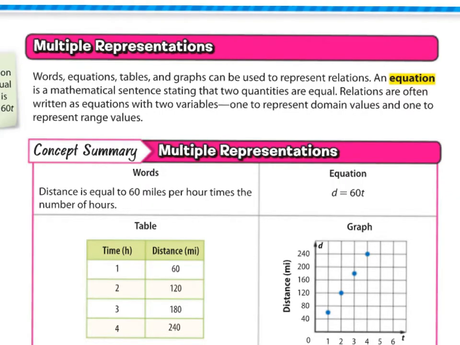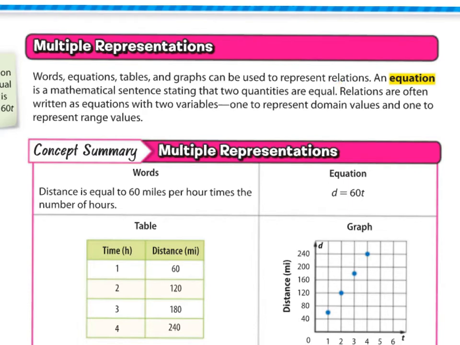So the main idea or the key point to this lesson is using multiple representations, multiple ways to show our data, our information. You can see here we have a table. You can see over here we have a graph. Let's read about it. Words, equations, tables, and graphs can be used to represent relations. When we talk about a relation, it is how one number relates to the other number.